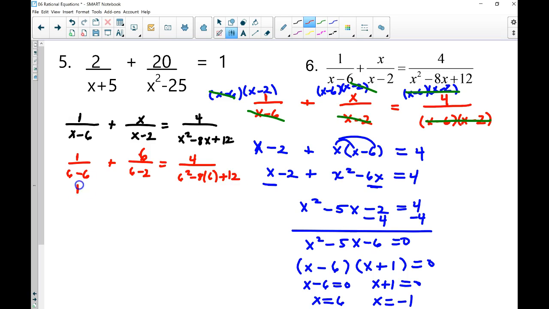And right away we have a problem, because the denominator of that first one is going to be 0. It's going to be undefined. So it's not going to work. So we know that 6, let me switch colors, is going to be rejected. So now we have to check x is equal to -1.